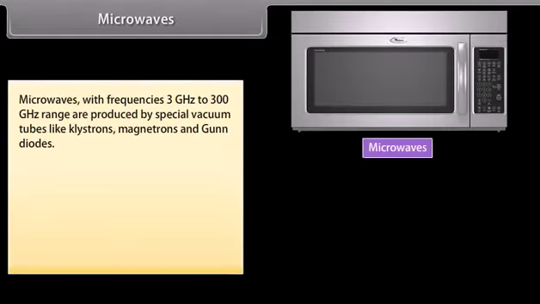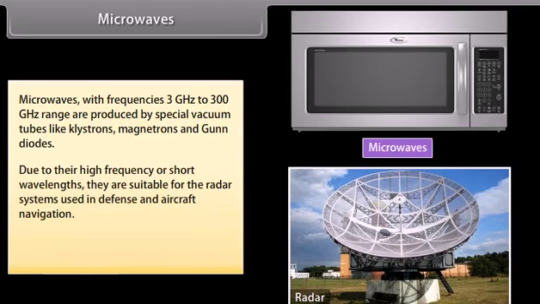Microwaves. Microwaves with frequencies in the 3 GHz to 300 GHz range are produced by special vacuum tubes like klystrons, magnetrons, and gunn diodes. Due to their high frequency or short wavelengths, they are suitable for the radar systems used in defense and aircraft navigation. Microwave ovens are a domestic application of microwaves.